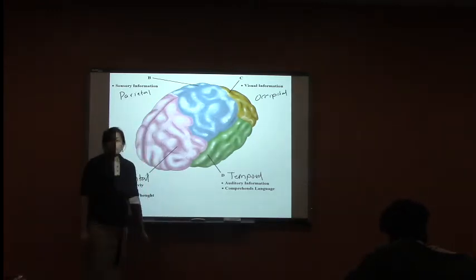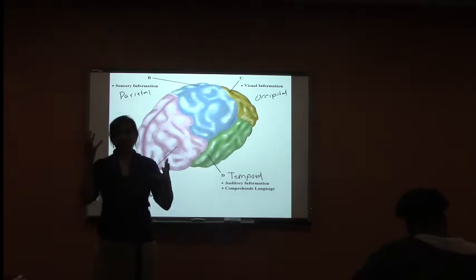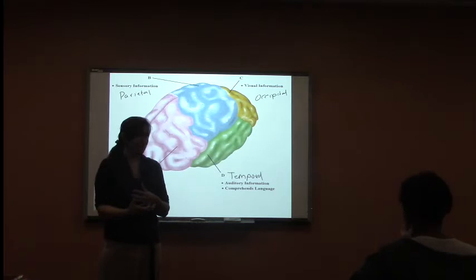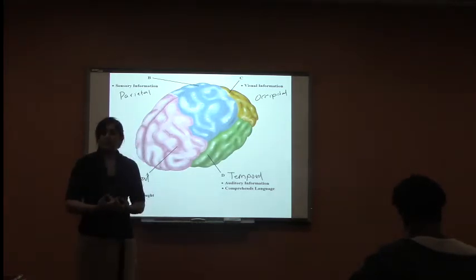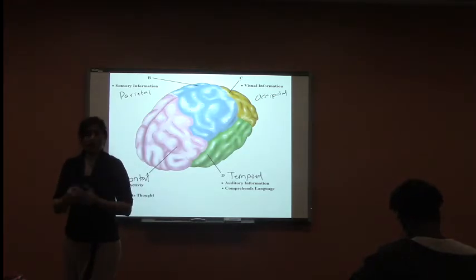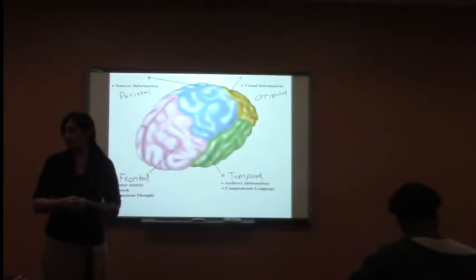So the temporal lobe comprehends language, whereas the frontal lobe allows you to speak. If a person has a stroke and their temporal lobe is damaged, even if you ask them what is your name, they don't understand what you're saying to them. They'll make strange faces.